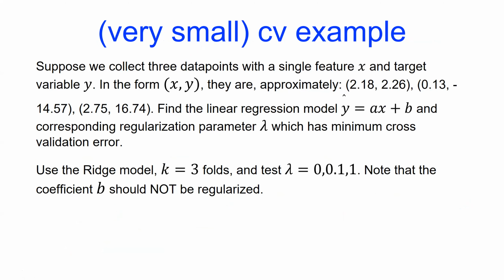There's another super small cross-validation example. Let's assume, to keep things simple, we have only 3 data points, with a single feature X and a target value Y. During data collection you collect X, Y. Let's assume we have 3 data points collected. Then you try to find a linear regression model Y equal to AX plus B. Because we only have one input feature, we have only one A, and B is our bias term. Sometimes we call this the intercept, sometimes the bias term. If you see certain papers talking about the bias term, that refers to B.